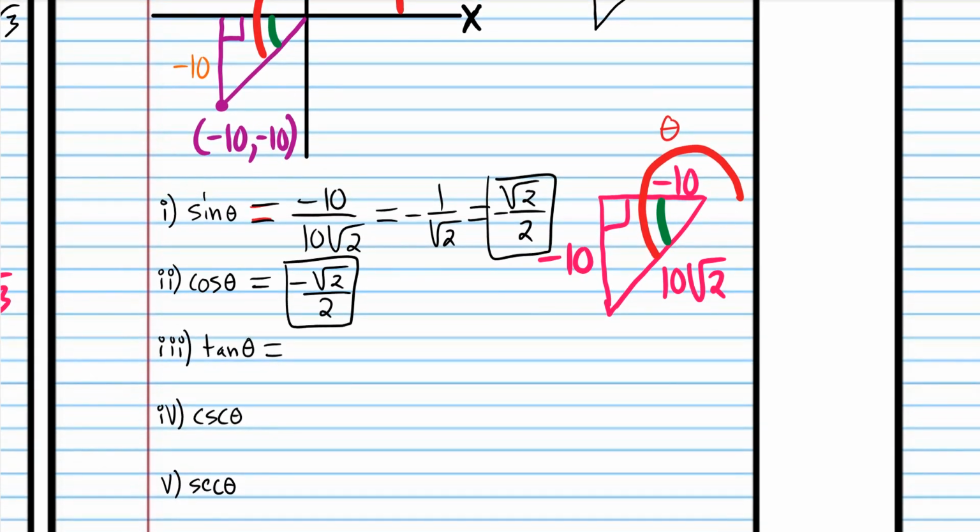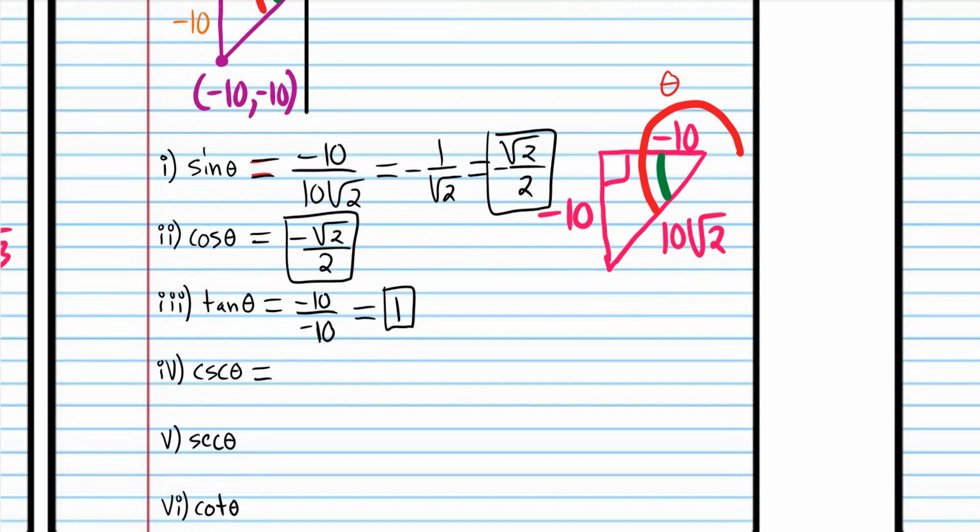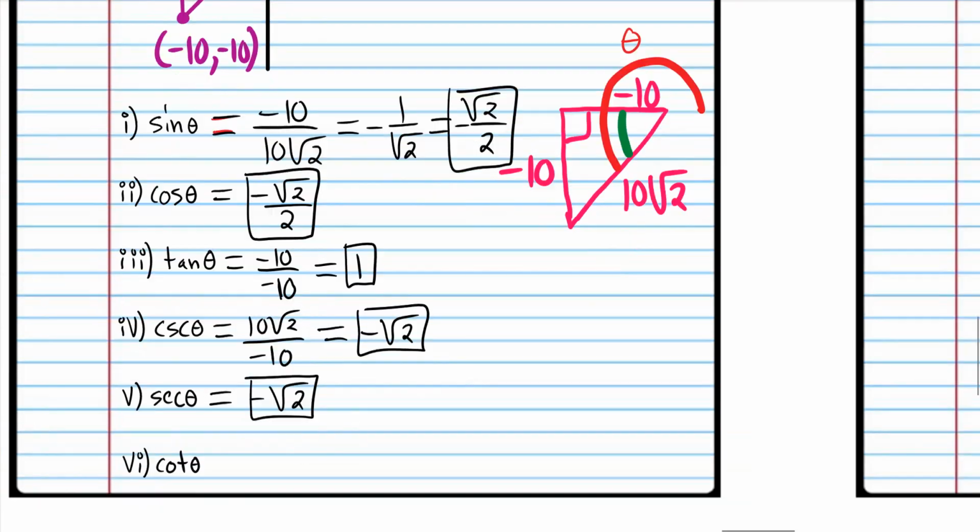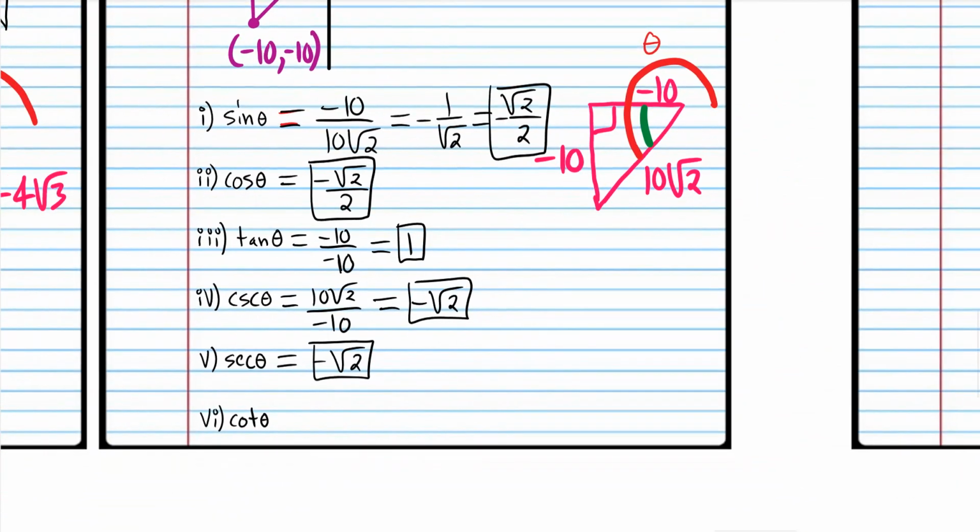Tangent theta is the side opposite the reference angle divided by the side adjacent, but you can see that's just equal to 1. See, these ratios are very familiar to us. Cosecant theta is the hypotenuse divided by the side opposite, and the 10s cancel out. We're left with negative root 2. Secant theta is the same thing as cosecant theta when you have a 45, 45, 90 triangle.